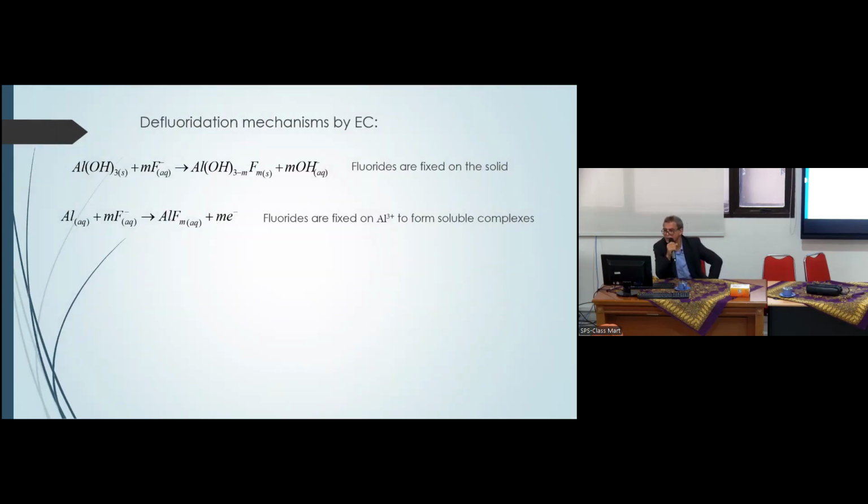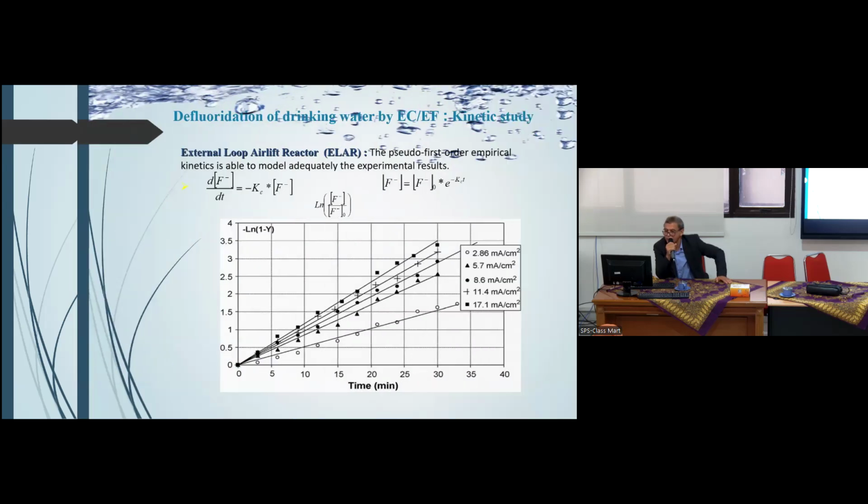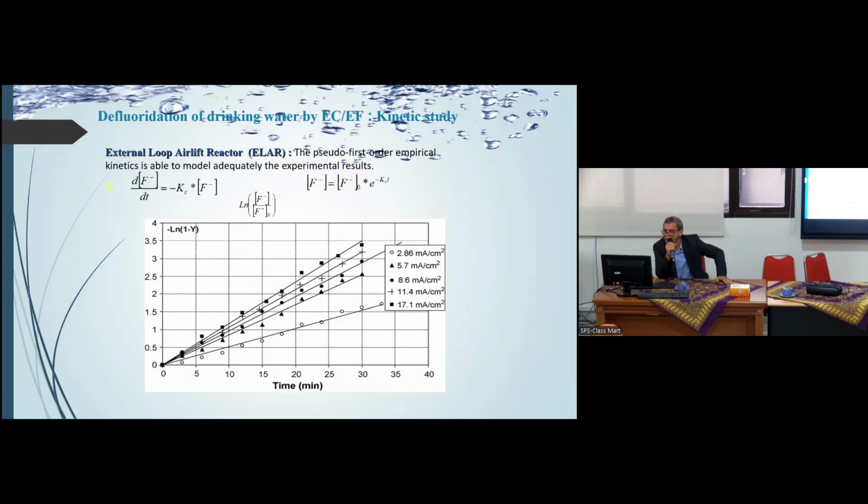Next. This is the mechanism in general. And we did a kinetic study to have an idea about the kinetics inside this reactor and in other kinds of reactors. So the kinetics in the external loop reactor is first order kinetics.